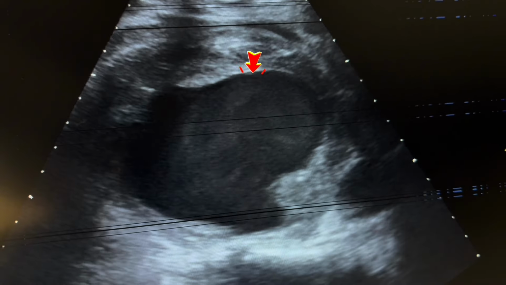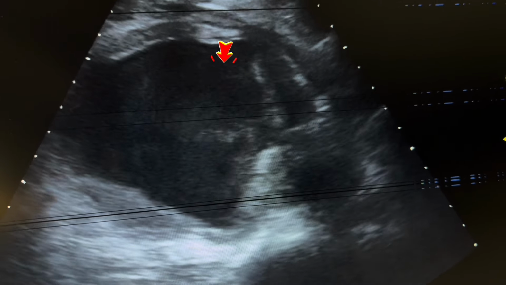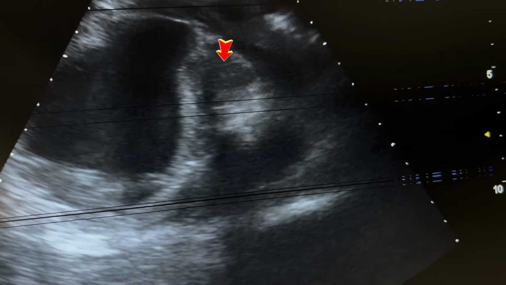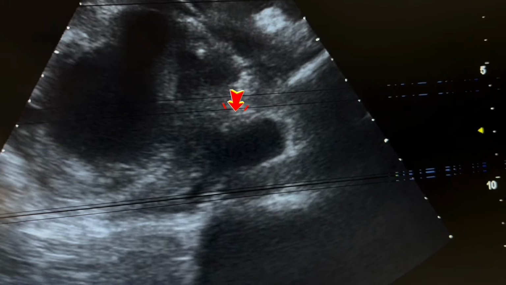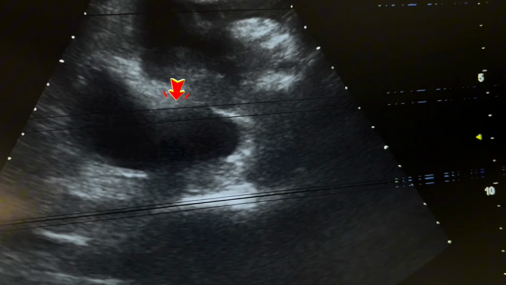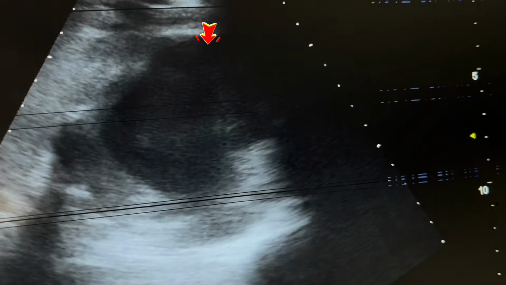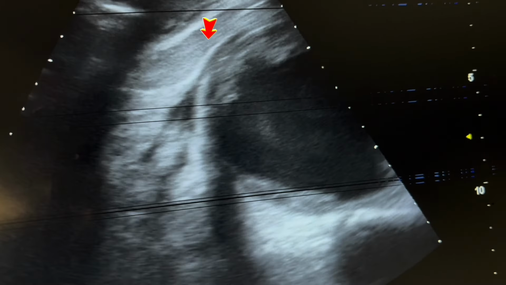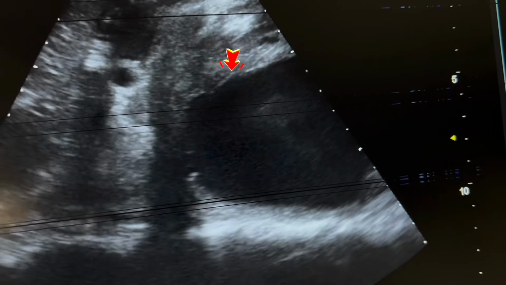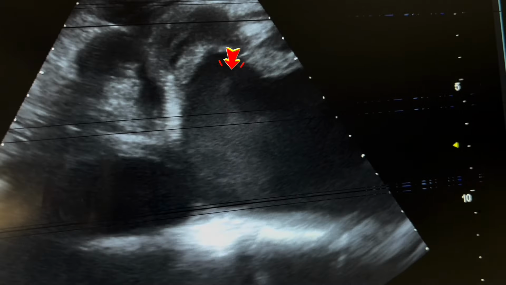Now sliding down the probe. Here we see the bifurcation of the aorta into the iliac arteries. This aortic aneurysm occurs above the bifurcation of the aorta. The dilatation of the wall of the aorta is greater than the size of the aorta.